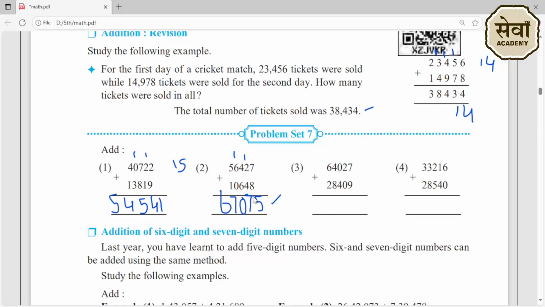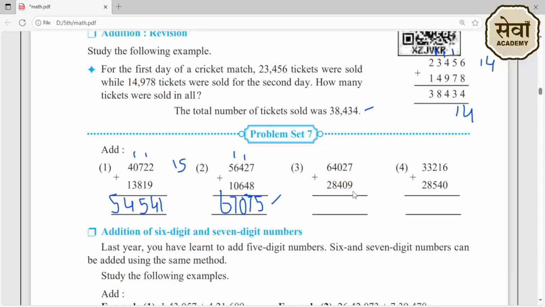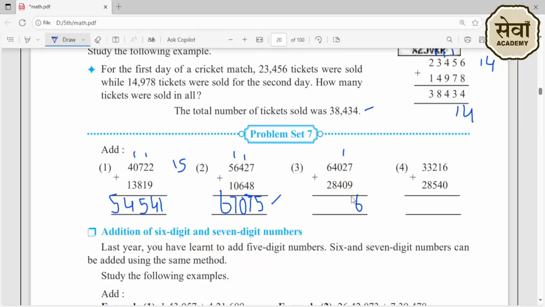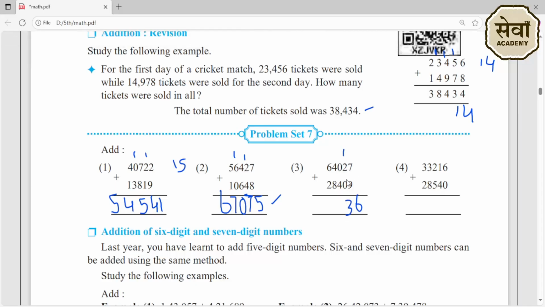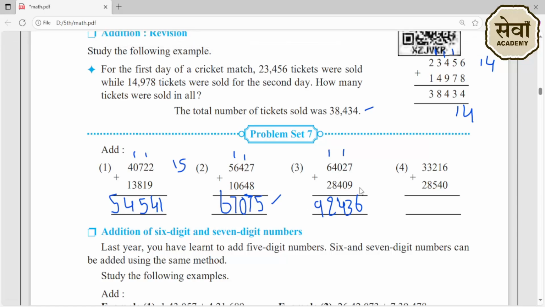Here is 7. What is 7 plus 9? 7 plus 9 is 16. So we write 6 here and 1 carry over. And what is 2 plus 0? 2. 2 plus 1, 3. And what is 0 plus 4? It is 4, because nothing was carried over. And what is 8 plus 4? It is 12. So we write 2 and 1 carry over. 6 plus 2 is 8. 8 plus 1, it is 9. So this is the answer.